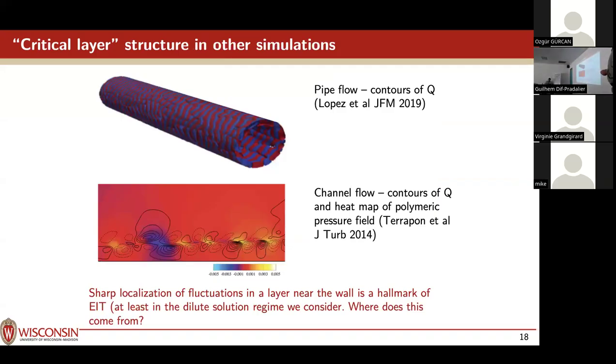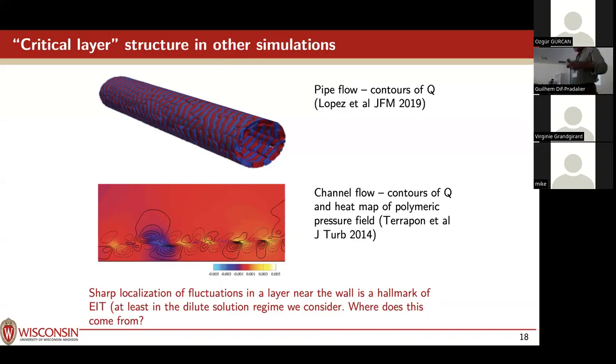This same type of structure has been observed in other simulations. This is from a pipe flow simulation, again from Björn Hof's group. It's not super clear there, but these are actually Q fluctuations localized near the wall. These are Q fluctuations again from Dubief and collaborators, where you're seeing these localized fluctuations. This sharp localization of fluctuations is a hallmark of elasto-inertial turbulence, at least in the parameter regime that we consider.